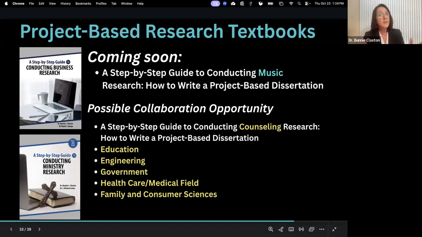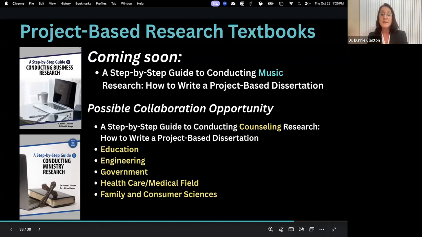Now, one thing that's really popular right now in universities is project-based research. And there are project-based research textbooks available. The applied research one is already available. You can see over here on the right a step-by-step guide to conducting business research. Inside this book, it contains the instructions for applied research and action research. This one will be available in the spring. It's not available yet, but it is at the publisher.